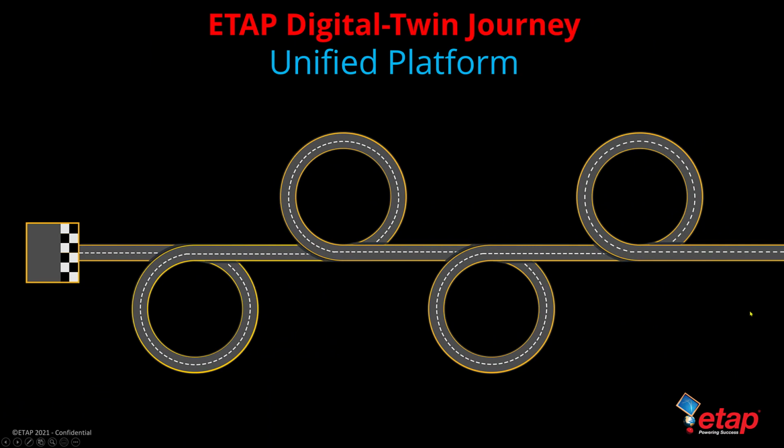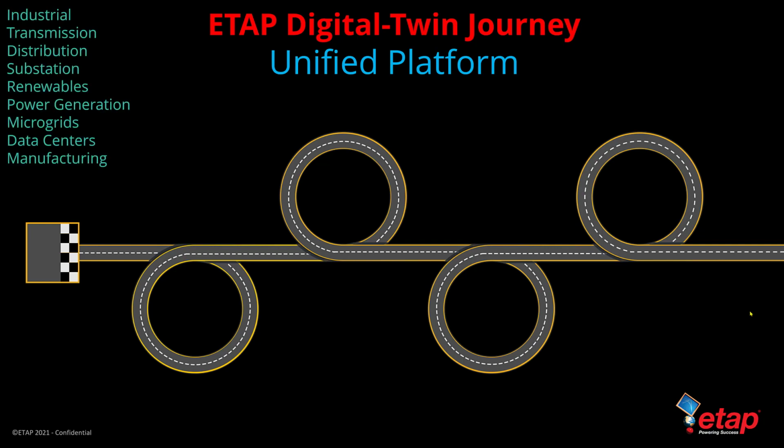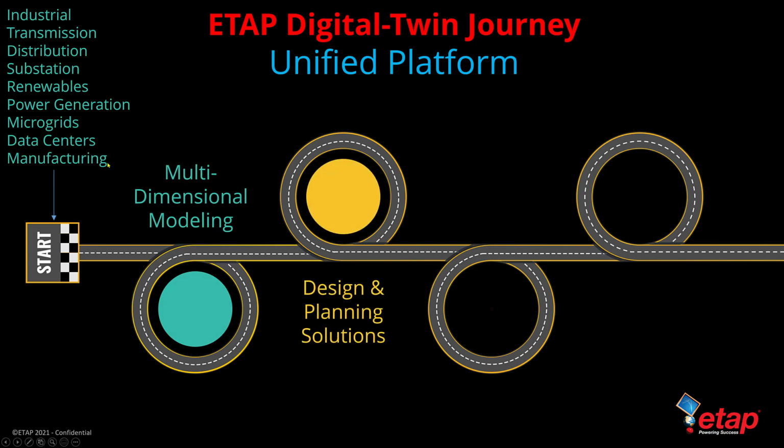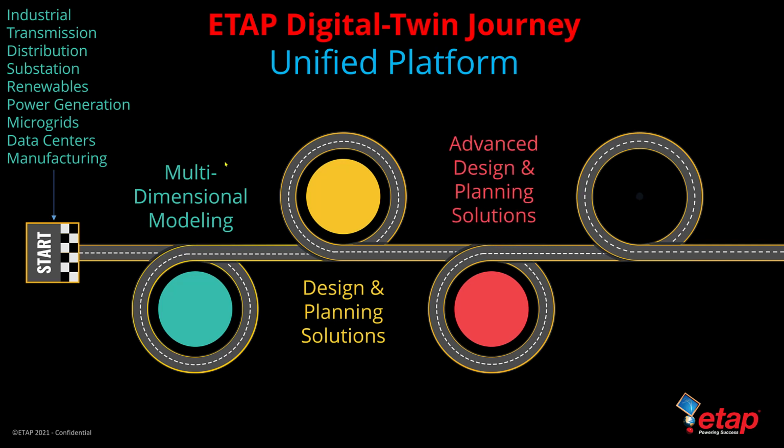So now that we've looked at our multi-dimensional digital twin platform, which is the foundation or the fabric of our design and operations solutions, let's take a look at the journey itself at a more macro level as we then drill deeper into each of these pieces. Depending upon which segment or sector you're dealing with, whether it's industrial, T&D, substations, renewables, power generation, data centers, manufacturing, or microgrids, you always will begin at this multi-dimensional modeling stage. We will then always transition into design and planning, where we have a number of solutions for different segments. Then we have advanced design and planning solutions. Again, depending upon the segments, these may vary.